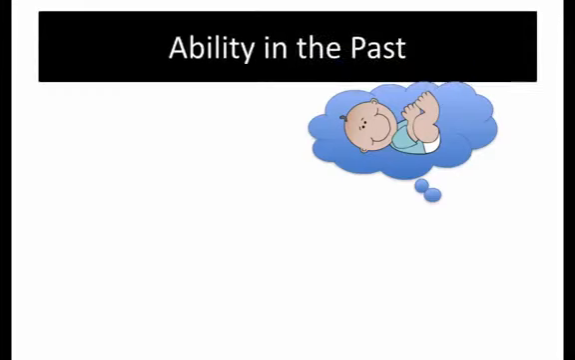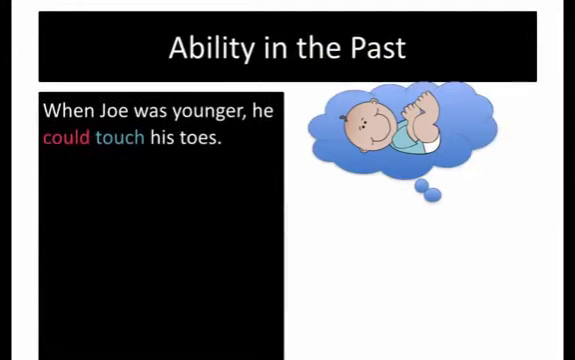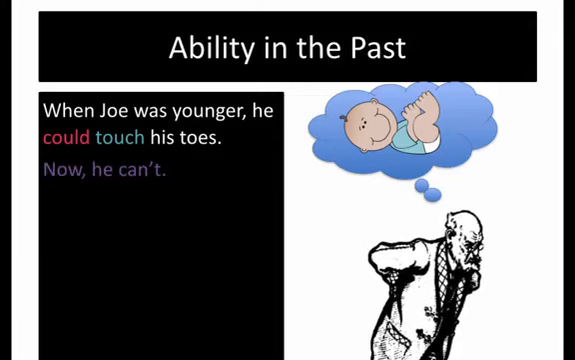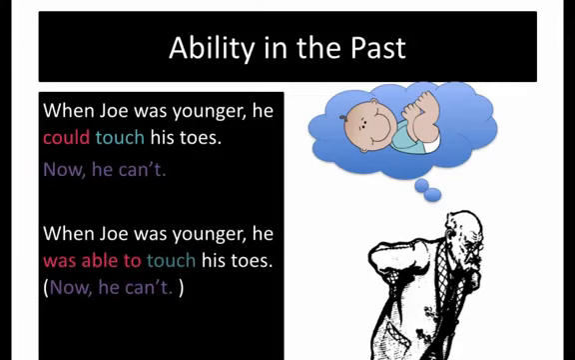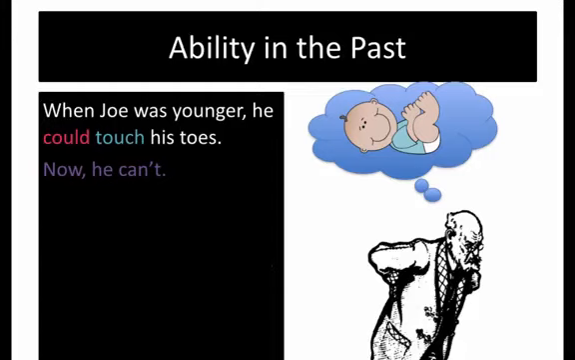Okay, let's take a look at ability in the past. When Joe was younger, he could touch his toes. Now he can't. Poor Joe. We can also say, when Joe was younger, he was able to touch his toes. Now he can't. We use the modal verb could to express ability in the past. We have another clue in this sentence that tells us we're talking about the past. Can you find it? Yep, it's the verb was, which is in its past form.